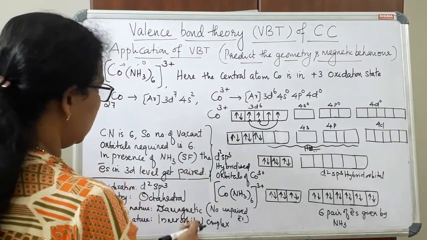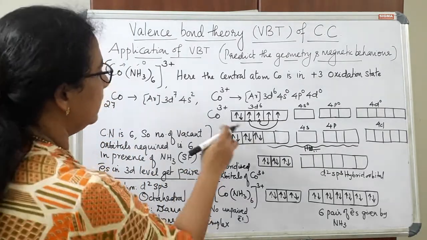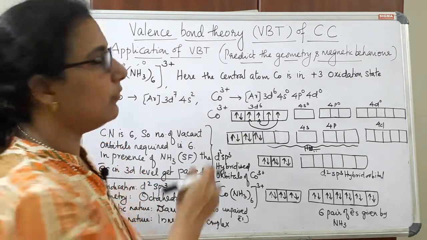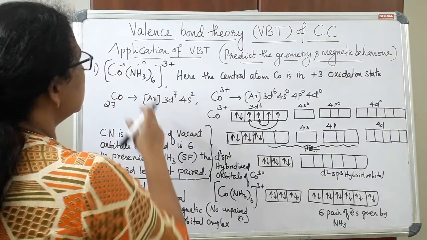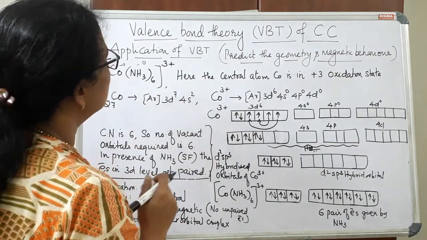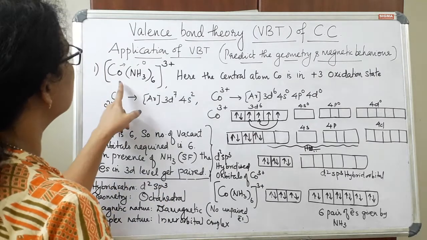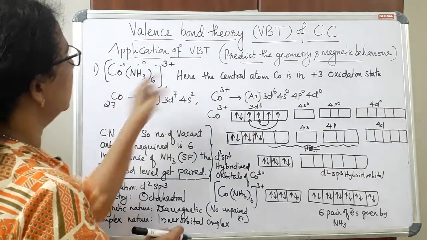So these points are to be added while writing the geometry and the magnetic behavior of this particular complex. So this is about the geometry and magnetic behavior of [Co(NH3)6]3+.